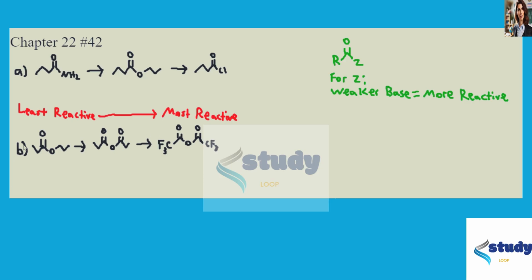So then we can do the same thing for B. So again, we have this propoxide, this alkoxide, and that's a strong base. And so that's going to be our first, our least reactive. So then we have this anhydride.